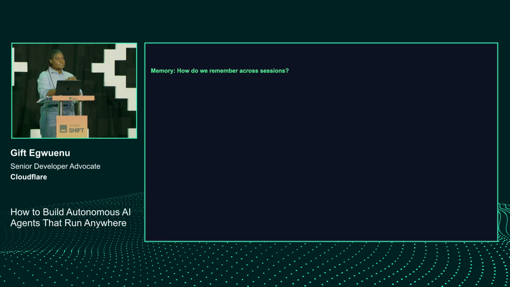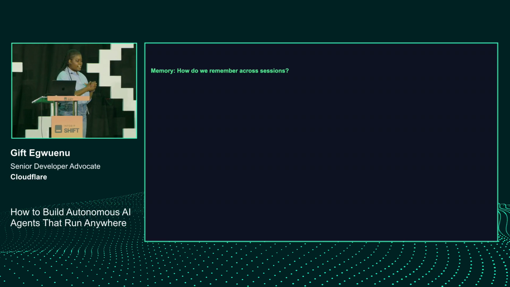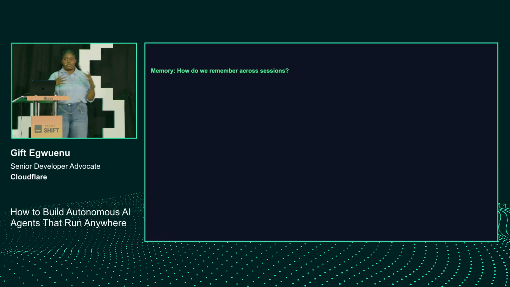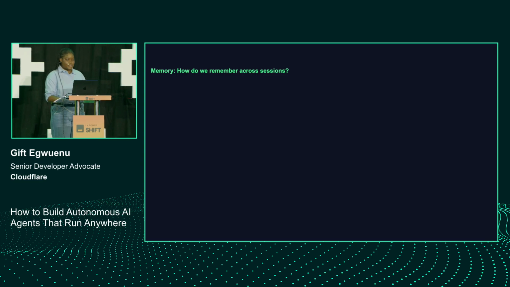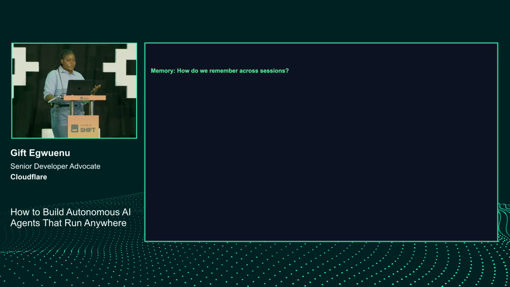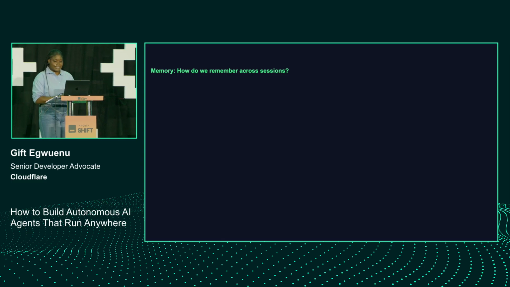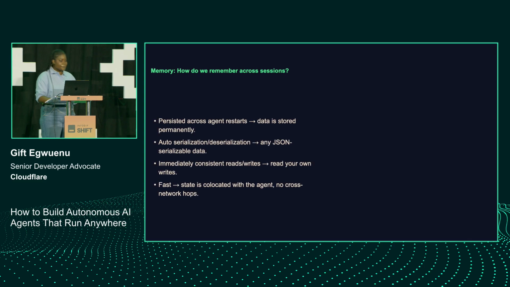So the next challenge that I posed is memory. How do you remember context across your sessions with your agent? Because without memory, every request is fresh. So if you have to talk to an MCP or an AI agent without any context, you literally have to do the same request over and over again. But how do we actually remember across sessions?